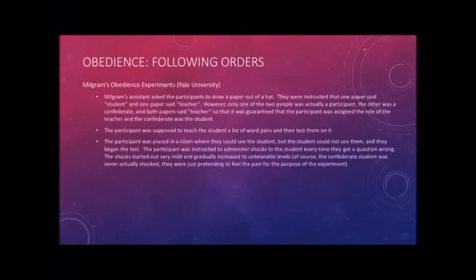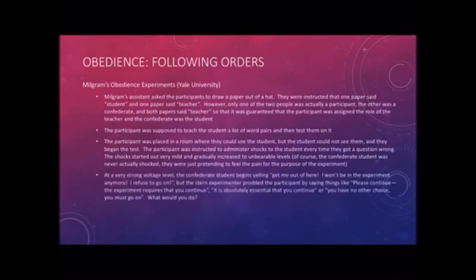Otherwise, we would either have to shock the participant, which would obviously be unethical, or we'd have to turn them into a Confederate by explaining to them the true purpose of the study, right? At a very strong voltage level, the Confederate student is instructed to yell, "Get me out of here, I won't be in the experiment anymore, I refuse to go on." But there's an experimenter sitting behind the participant saying things like, "Please continue, the experiment requires that you continue, it's absolutely essential that you continue," or even, "You have no other choice, you must go on."